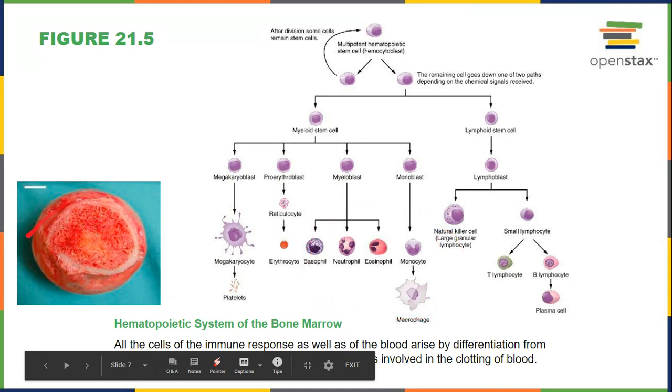But this is why red bone marrow is included in the lymphatic immune system, because of course the red bone marrow inside of our bones is going to produce all these blood cells.